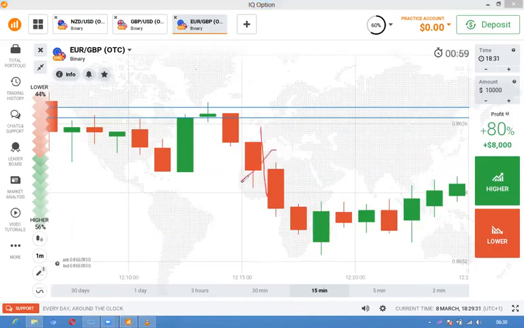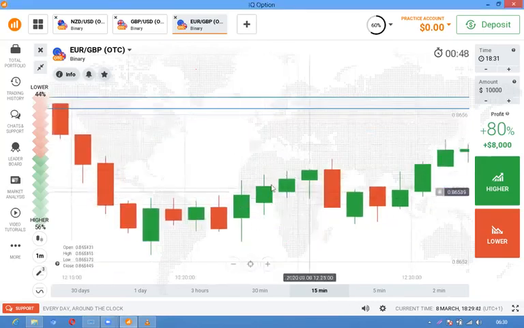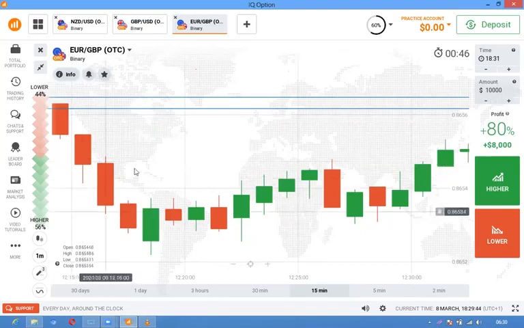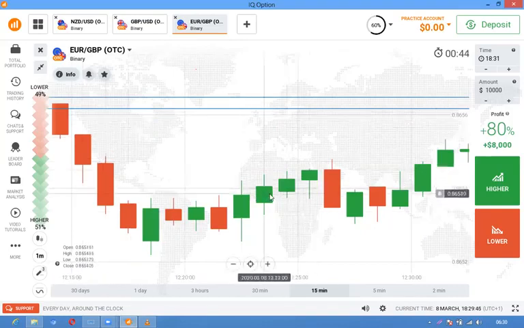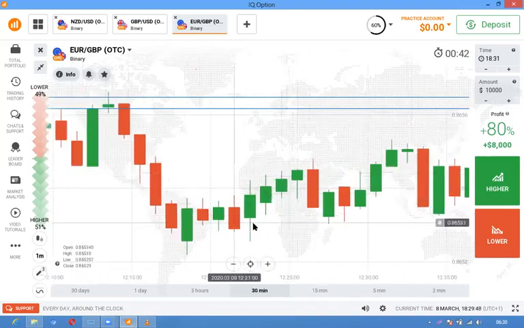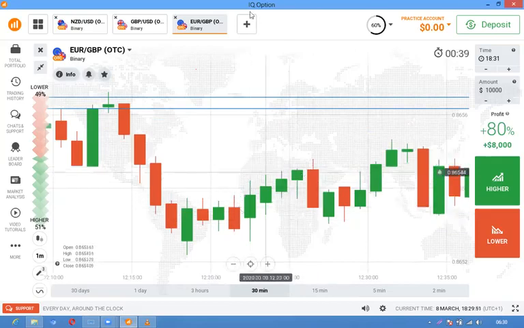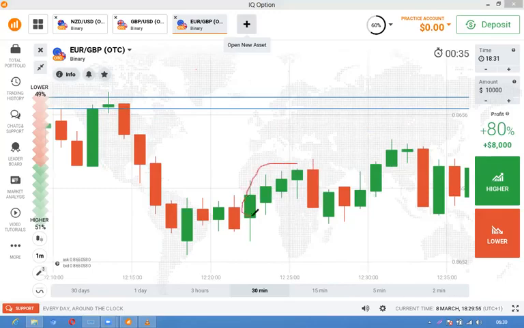Something like this is a weak sellers movement, and something like this is a strong buyers movement. I say something like this is weak sellers, something like this is strong buyers. Now in this type of situation here, the buyers are weak. In this type of situation here, the sellers are strong.